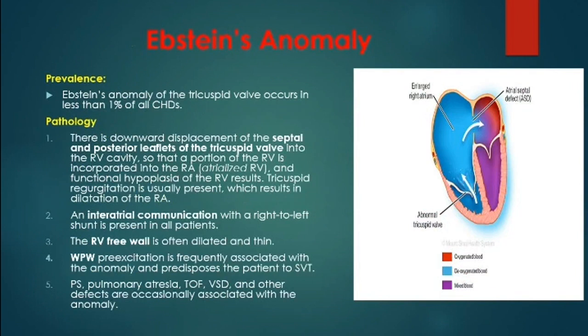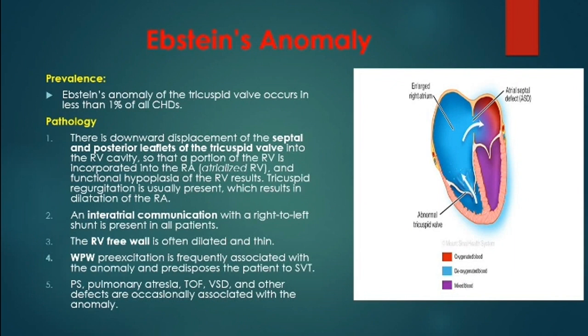The next defect is Ebstein's anomaly, which is a disease of the tricuspid valve occurring in less than 1% of congenital heart diseases. The pathology of the disease involves displacement of the septal and the posterior leaflet of the tricuspid valve into the right ventricular cavity, so that a part of the RV is now becoming part of the right atrium. We call it atrialization of the right ventricle.